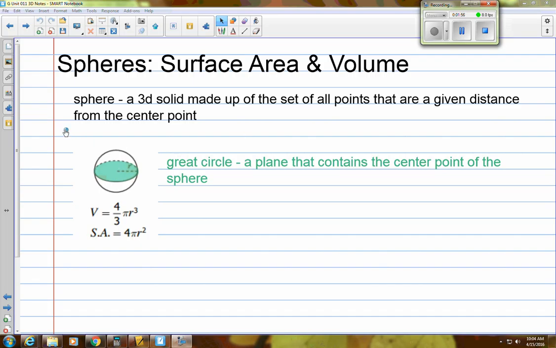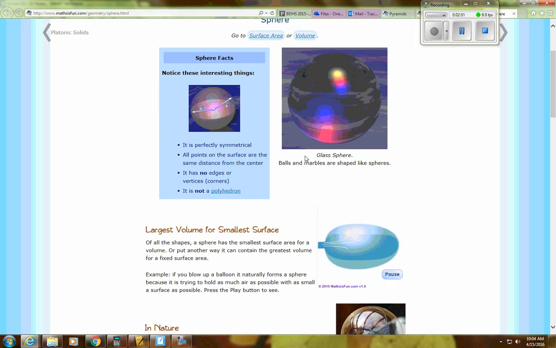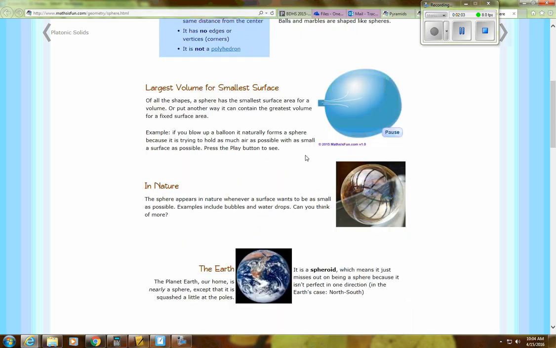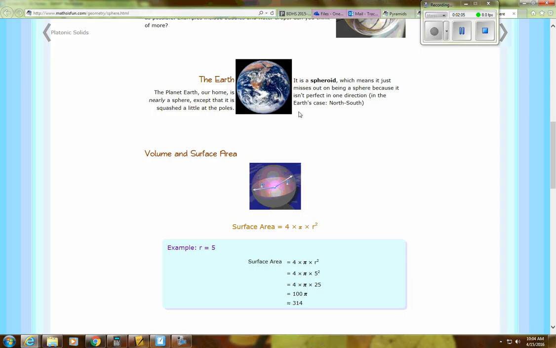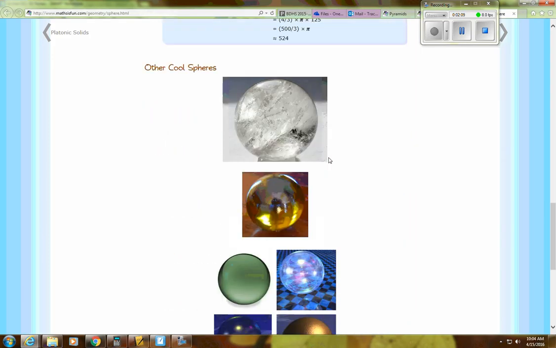I know that we've seen spheres before, but if you want to take a look, we have some interesting facts about spheres, where we see them in nature. We've talked about how we see them in Earth, and then how we would use them in our formulas.